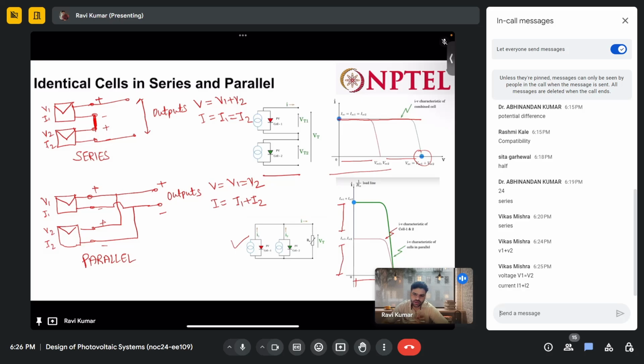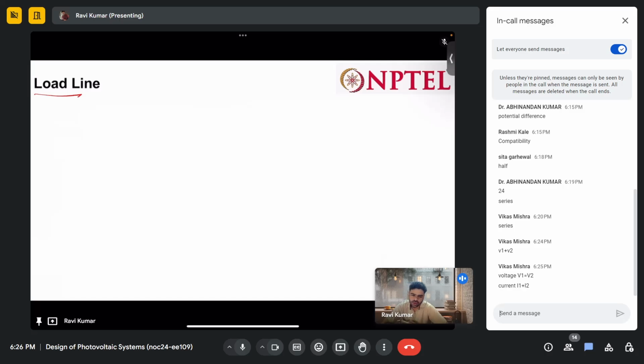Now we were talking about identical solar cells. But what happens when those cells are not identical, meaning the current and voltage are not the same? That we will see. Before that, we have a small concept, that is the load line. This load line concept is very important, and using this we can trace the IV characteristics of any combination of solar cells.